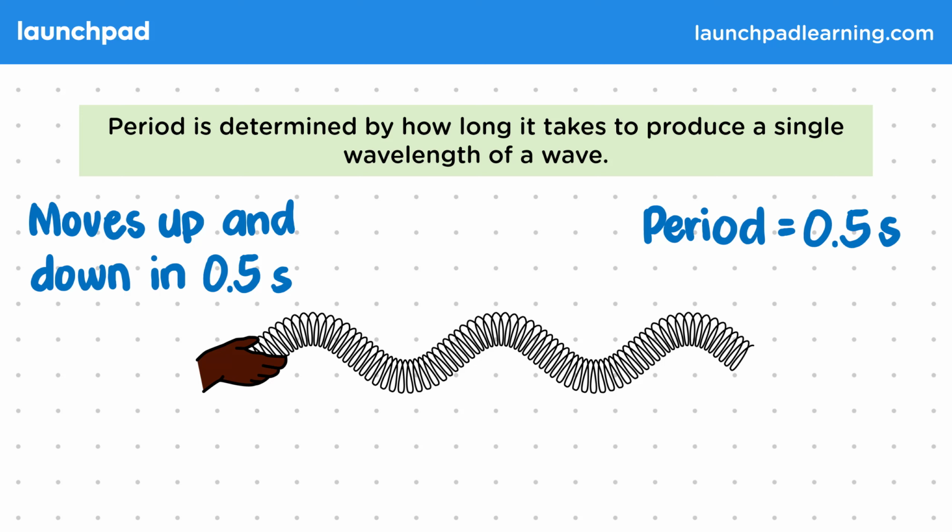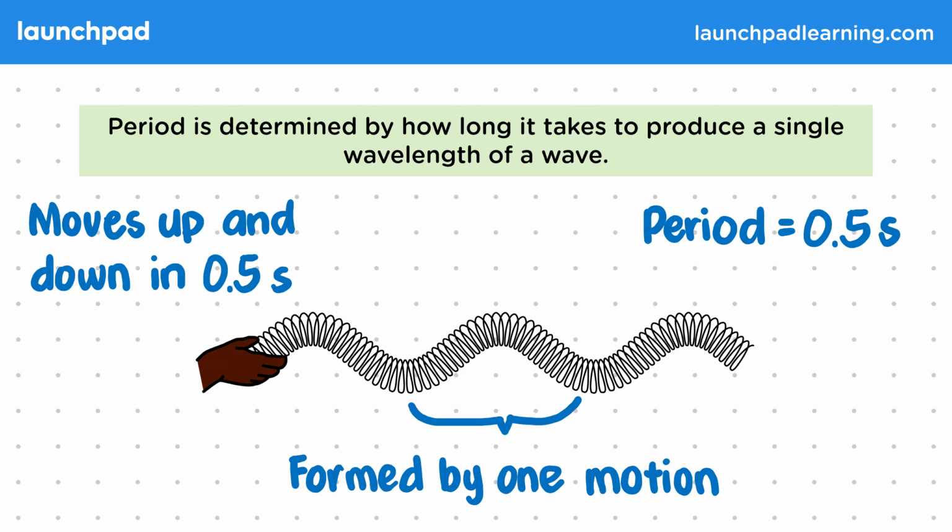This is because each wavelength in the wave is formed by one motion of our hand. So the period of a wave must be the same as the period of the oscillations of our hand. For your exam, you should have a clear understanding of what the period of a wave is and how to measure it. It's a very important property of the wave that you'll be learning a lot more about.